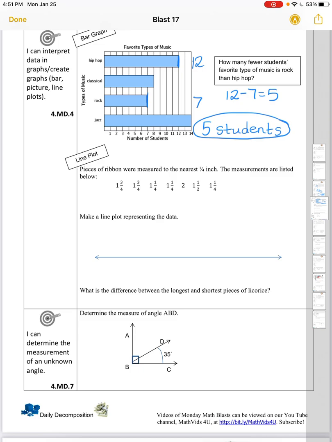Line plot. Pieces of ribbon were measured to the nearest 1/4 inch. The measurements are listed below. Make a line plot representing the data. So looking at my numbers, I see that all of my numbers are 1 and some fractional unit all the way out to 2. So I'm going to start with 1 and go to 2. That's my whole that I'm dealing with, from 1 to 2. And I know right in the middle here is going to be 1 and 1/2.